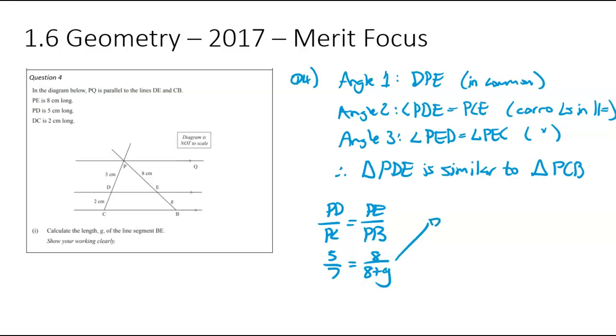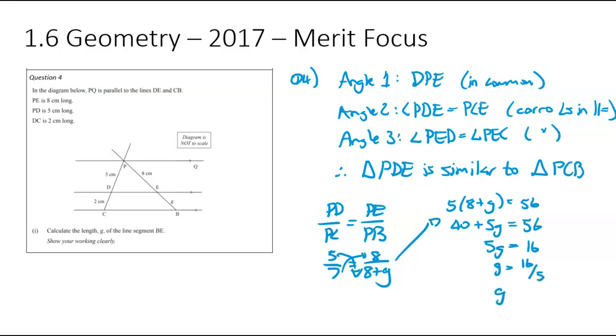I'll carry on my working up over here. I'm now going to do a bit of a cross-multiplying approach. So 5 times that, and then 8 times 7 is 56. So let's expand that bracket. 40 plus 5G is equal to 56. So we did minus 40 minus 40. 5G is equal to 16. G is equal to 16 over 5, which means G is equal to 3.2. And our units are centimeters, and there's no rounding there, so we don't need to do that.